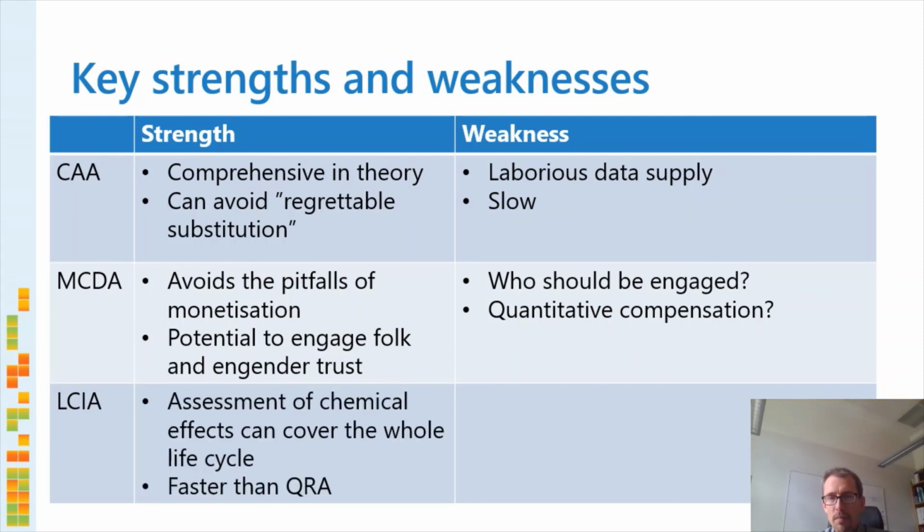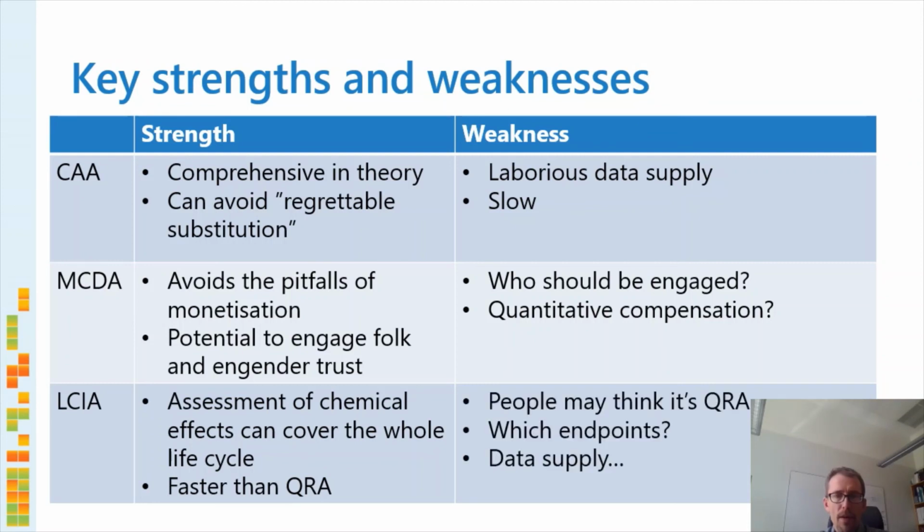Life cycle impact assessment is a process which enables us to look at a lot of different chemicals in a lot of different situations over the whole life cycle. So in theory, it's much faster than doing a quantitative chemical risk assessment for similar kinds of systems. It's effectively a pre-made environmental fate and effect model for the average user. A lot of work goes into making those models in academia and elsewhere, but once created, that's relatively quick.